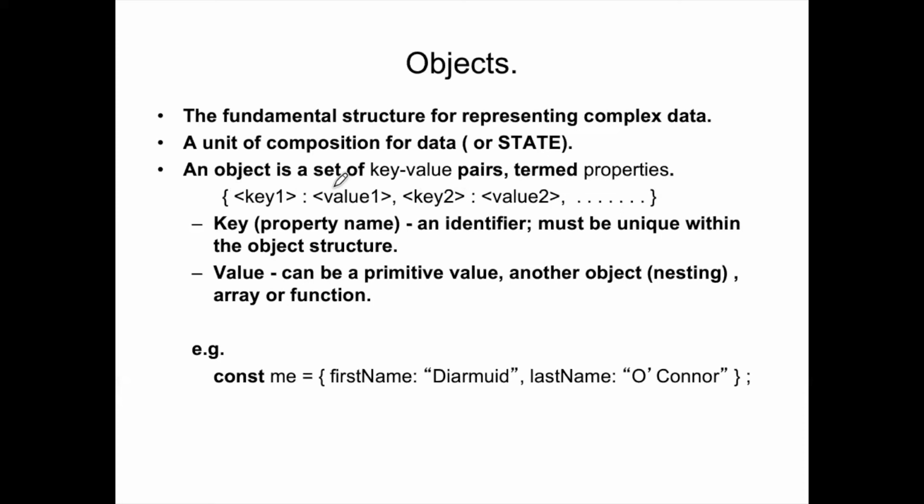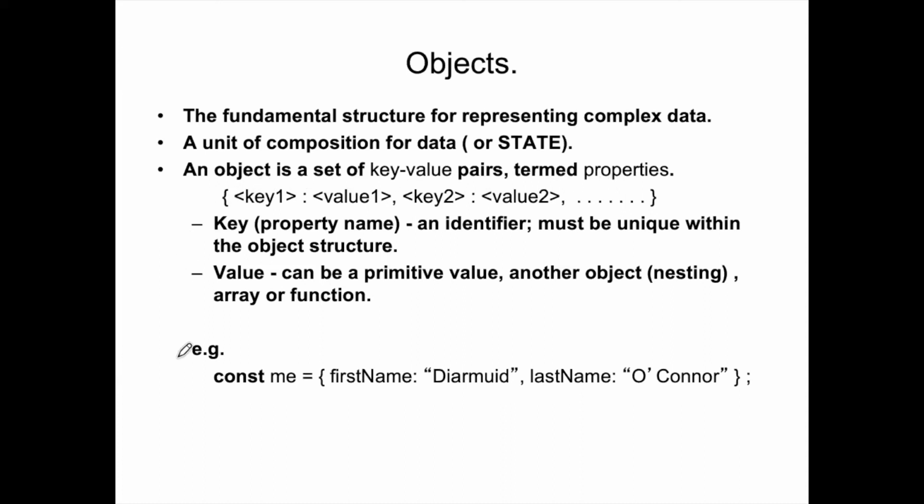So an object is a set of key value pairs. So we have a key, a value associated with that key. We separate the key and value with the colon symbol. And then we can have any number of key value pairs making up an object, where each key value pair is separated by a comma. A key value pair is referred to as a property. So in this generic example here, this is one property in my object. This is another property in my object, and so on.